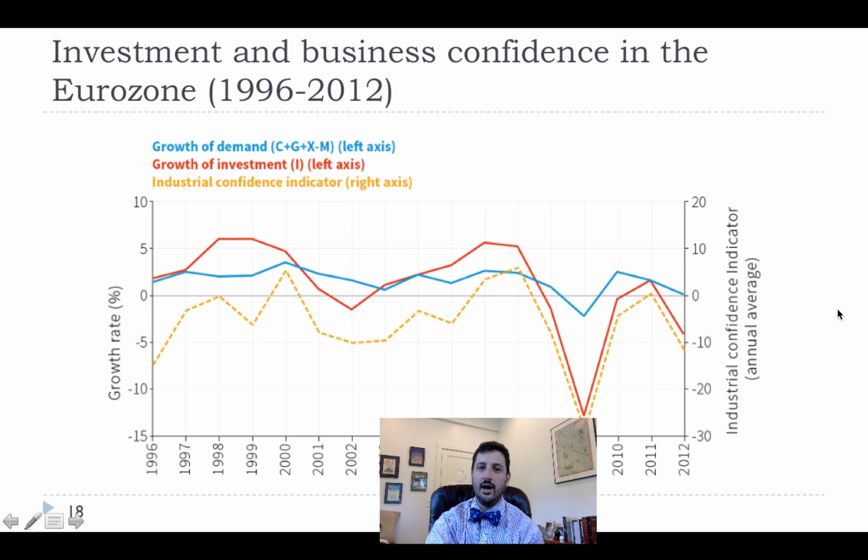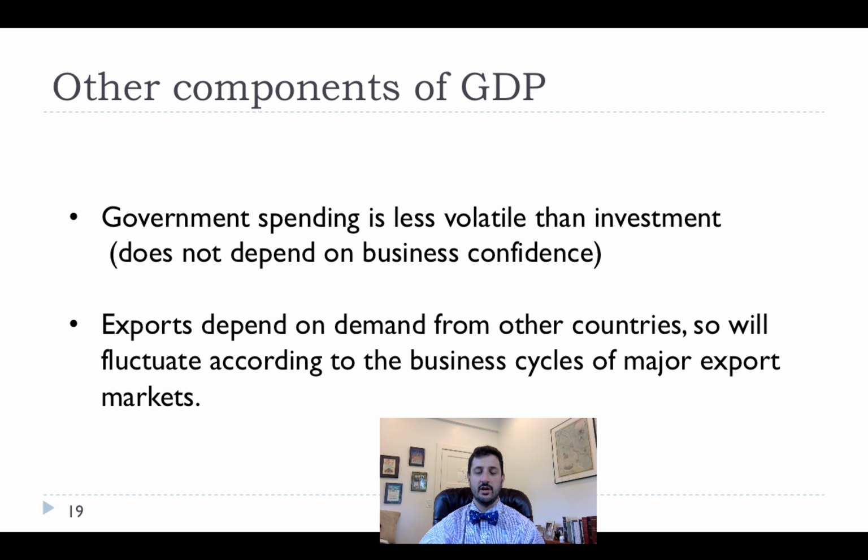Government spending tends to be less volatile than investment or even consumer spending, and often can be the stopgap. Now, in the United States, the federal government has much better ability to increase spending than do the state and local governments. For exports, that's going to depend a lot on what's going on in the other economies.